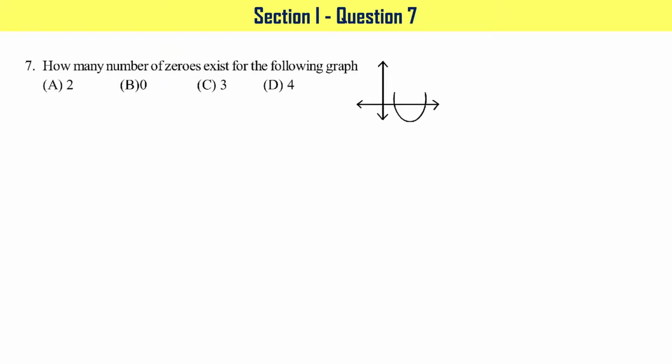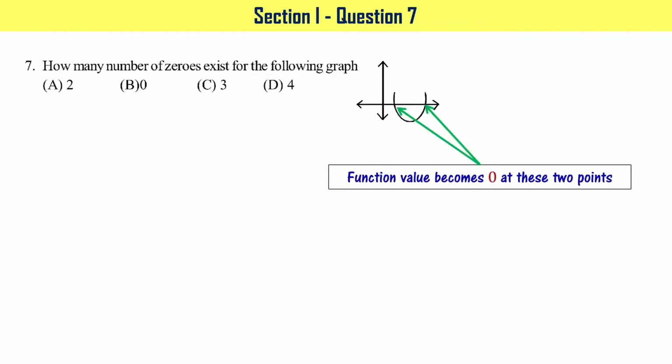How many zeros exist for the following graph? As you see here, the function value of the given curve becomes 0 at these 2 points, right? It means you have 2 zeros for the given function or given curve. So let's write that. Number of zeros is 2. It means choice A is the answer, right?